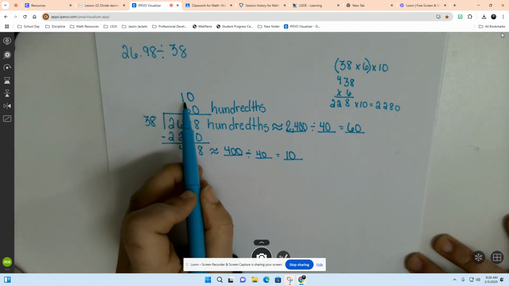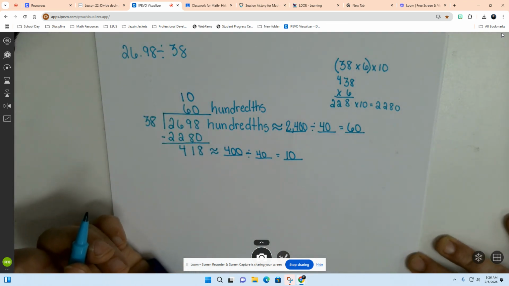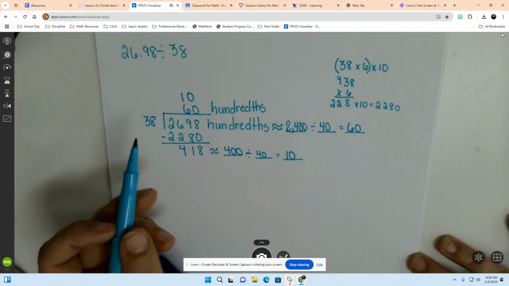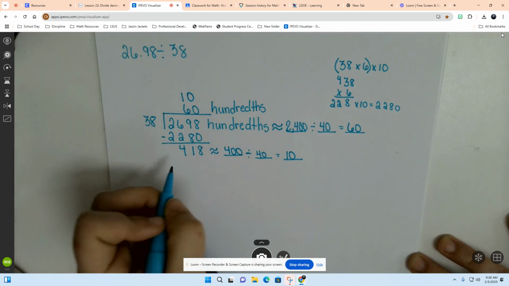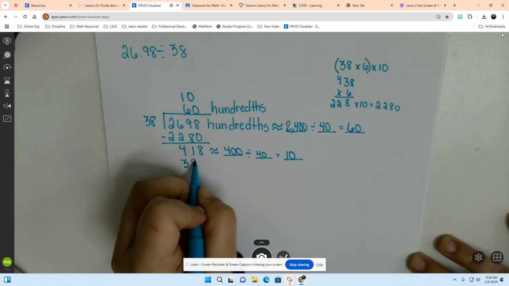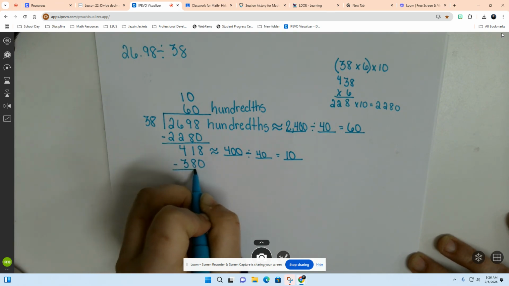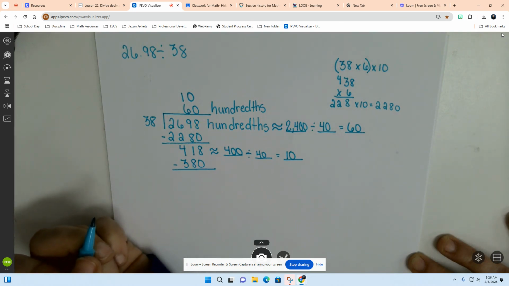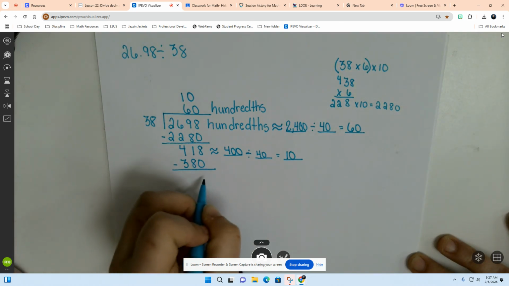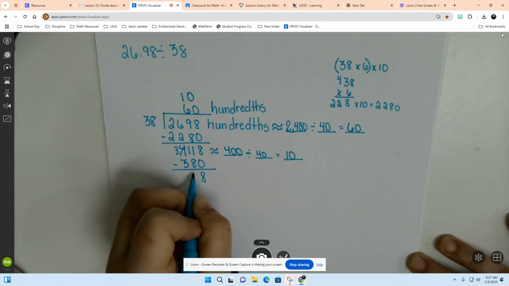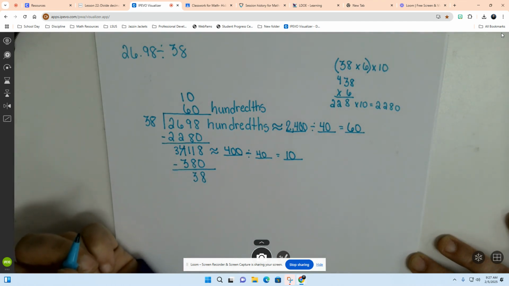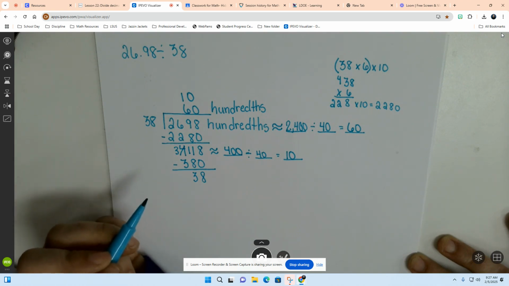Same thing, I'm lining up the tens place, the ones place. Now I should multiply. Do I really need to work that out? No. 10 times 38? Adding a zero because it's another place. Very good. So 380. Can subtract. Find what is left to distribute. And in this situation, what's left to distribute? 38.